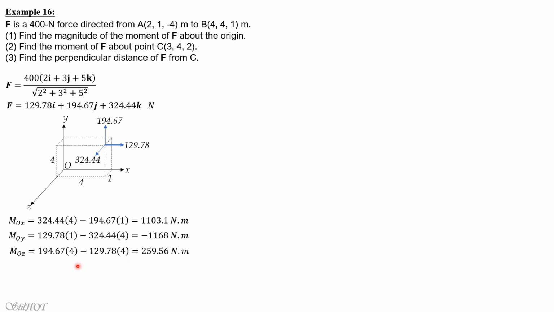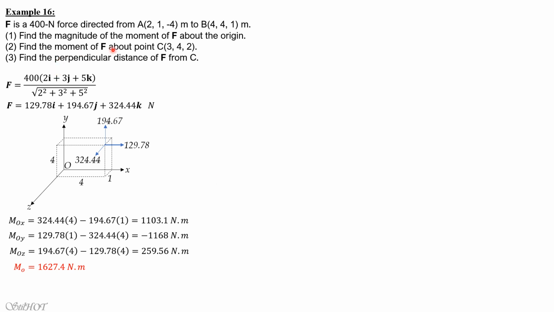So the magnitude of the moment of the force about point O, the origin, is the square root of the sum of the squares of these components. So that's the magnitude: the square root of 1103.1 squared plus 1168 squared plus 259.56 squared. You'll get MO equals 1627.4 Newton meter as the magnitude of the moment about O.